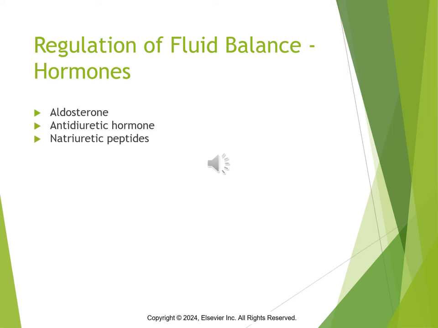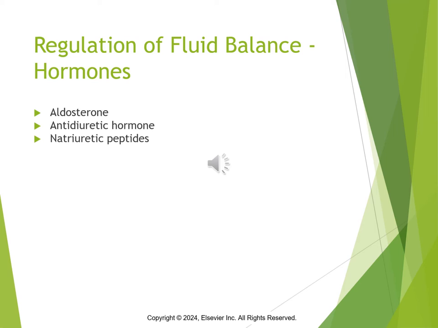Also, if blood levels of potassium are increased, or if blood levels of sodium are severely decreased. So in addition to blood pressure being decreased, that would be a reason for aldosterone to be released. If you had hyperkalemia, so increased potassium, that would be another reason to have aldosterone released. Or if we're experiencing hyponatremia, or severely low sodium. The regulation of the release of aldosterone is a negative feedback loop. Increased osmolarity of the extracellular fluid is going to inhibit the release of aldosterone.